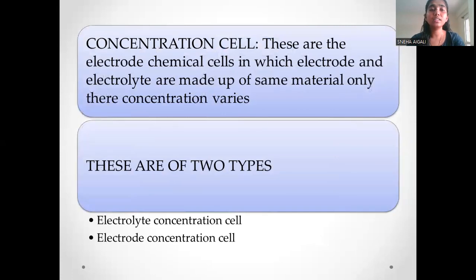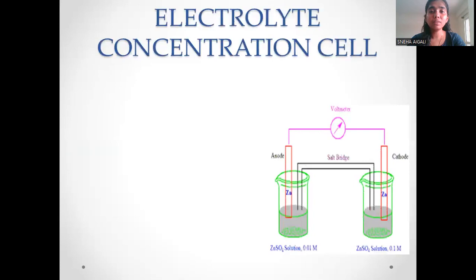Now, let us go through the last topic, that is the concentration cell. What is a concentration cell? These are the electrochemical cells in which electrode and electrolyte are made up of the same material, whereas the concentrations are different or their concentration varies. The concentration cells are of two types, namely the electrolyte concentration cell and the electrode concentration cell. From this, let us study about the electrolyte concentration cell.